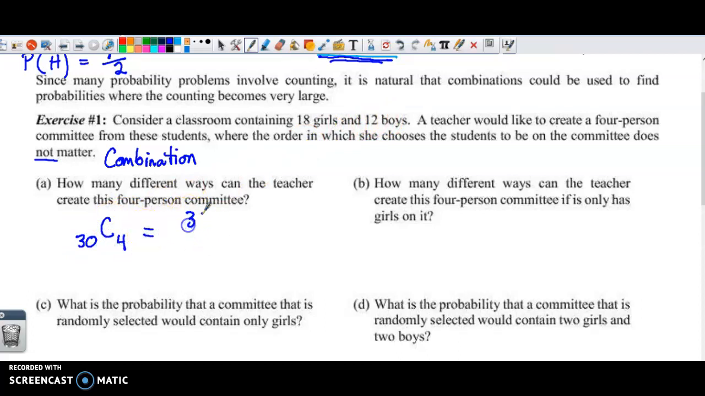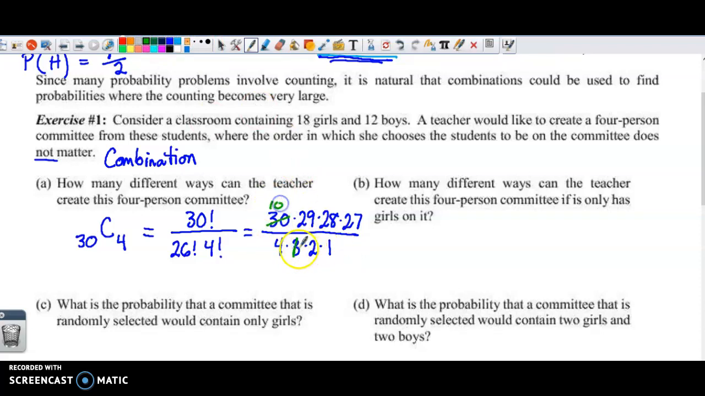So if you do this the long way, it would be 30 factorial, and this is how I typically do a problem like this. But you probably will need to go to a calculator at some point. And then the 26 factorial would cancel out with this 26 factorial. Because at this point, it might just be beneficial to reduce, for instance, 3 goes into 30 10 times, 4 goes into 28 7 times, and then maybe 2 goes into 10 5 times.